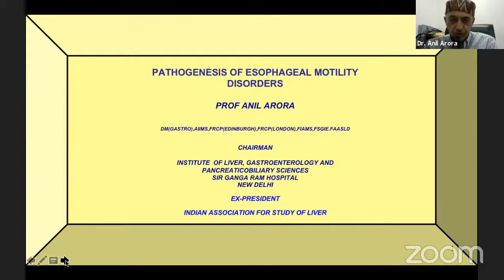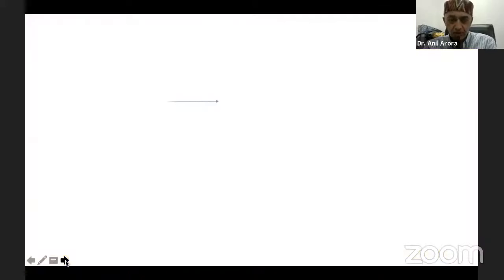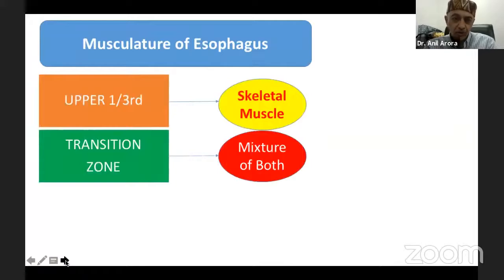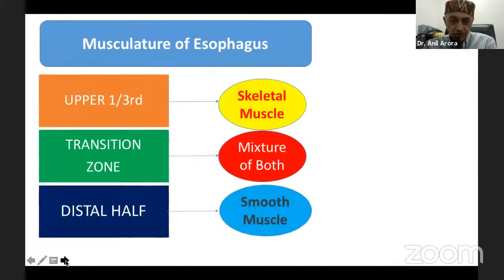So what I am going to do, after an excellent presentation by Professor Shobna Bhatia about the mechanisms of the normal swallowing, is talk about what makes it abnormal. That is the pathogenesis of the commonly encountered esophageal motility disorders. Just to recapitulate 3 important components of the normal pathophysiology of the esophagus.